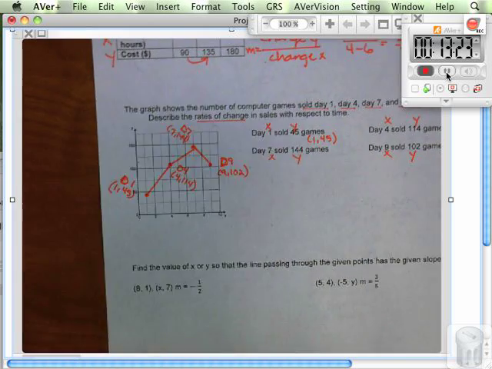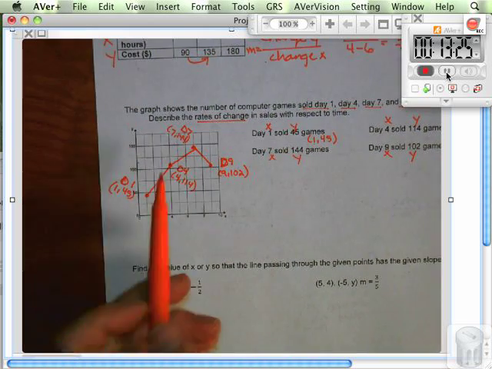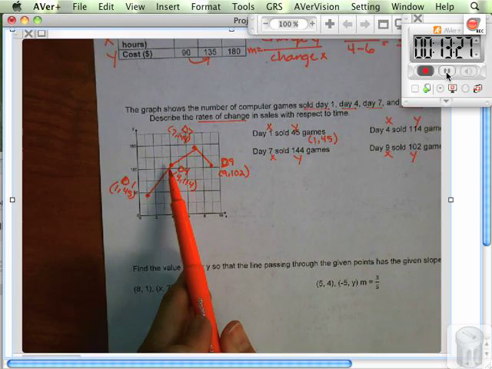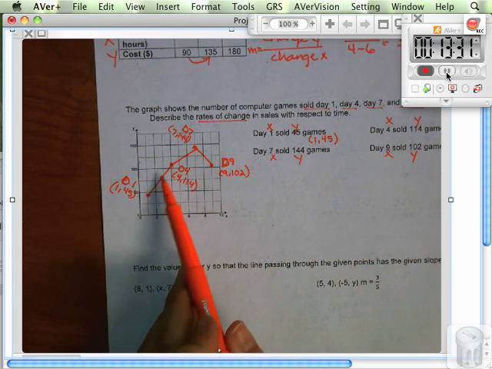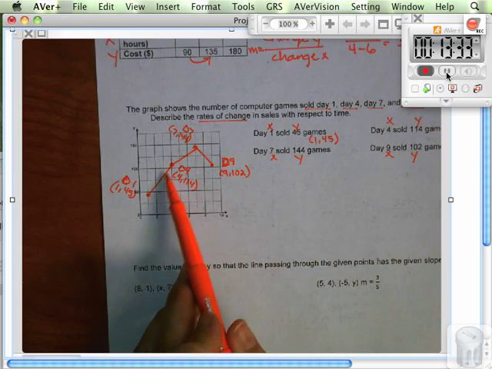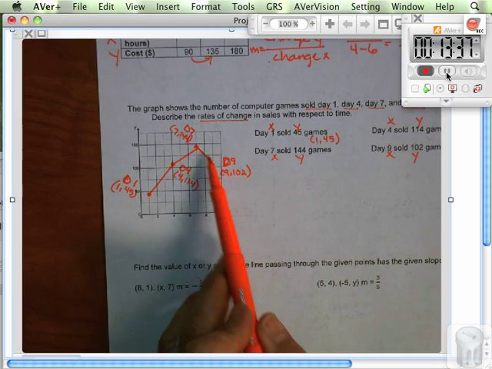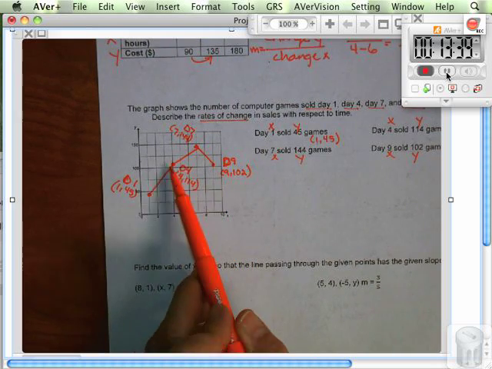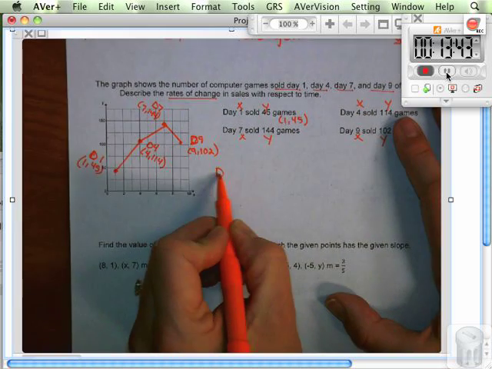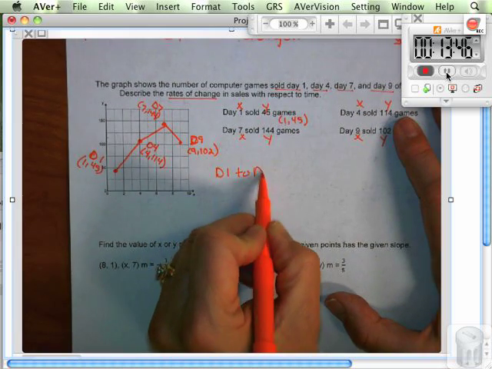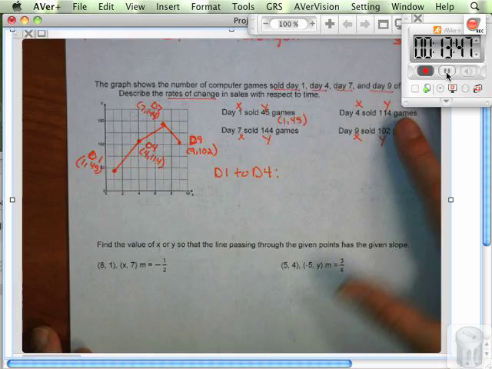Okay, what we need to do for this problem is we have to describe the rates of change of sales with respect to time. So we have to find the average number of games sold here for this piece, and then here, and then here. We're going to find the rate of change for each piece of this line. So from day 1 to day 4, D1 to D4.